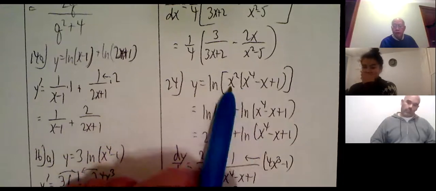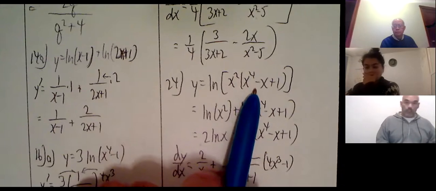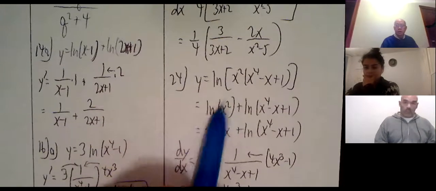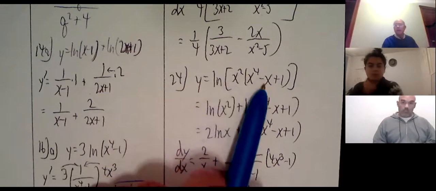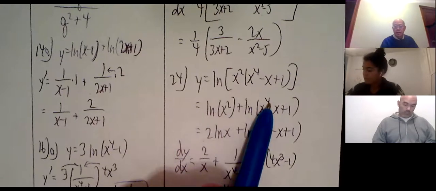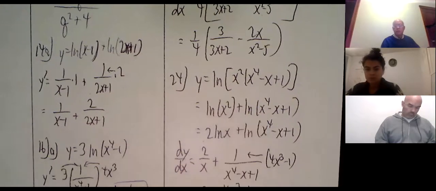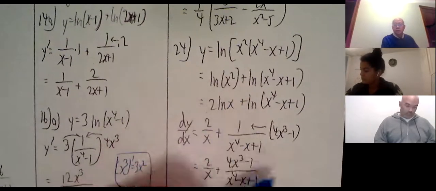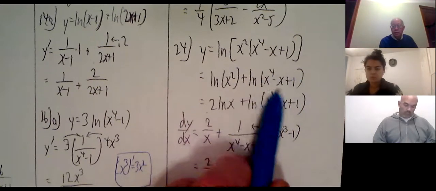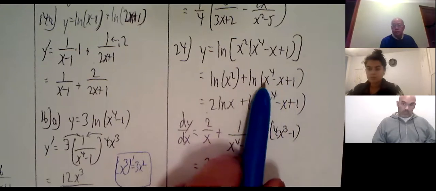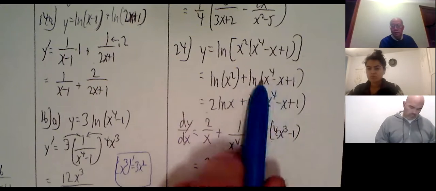This is ln of a product, something times something, right? So it's ln of the first plus ln of the second. ln of A times B, ln of A plus ln of B. So I put ln of x squared plus ln of x to the 4th minus x plus 1. Now, you can't do anything with this, x to the 4th minus x plus 1. Just leave it alone. So you might say, can I distribute? No, it doesn't work that way. So that's as good as it gets.